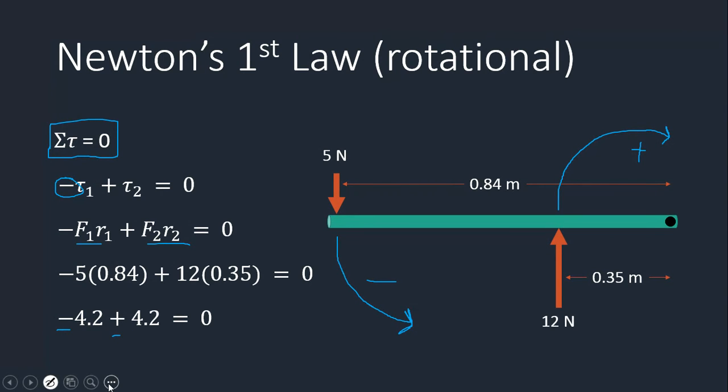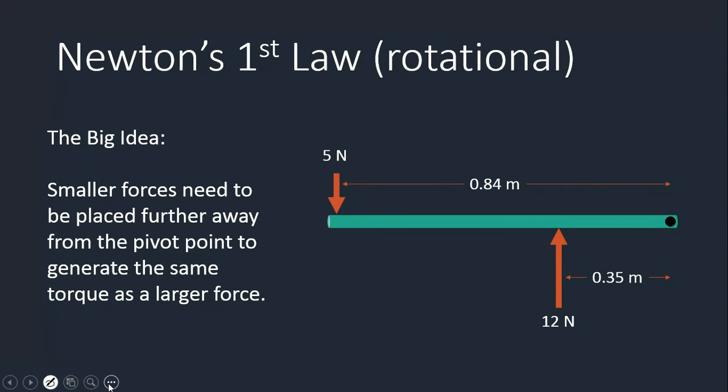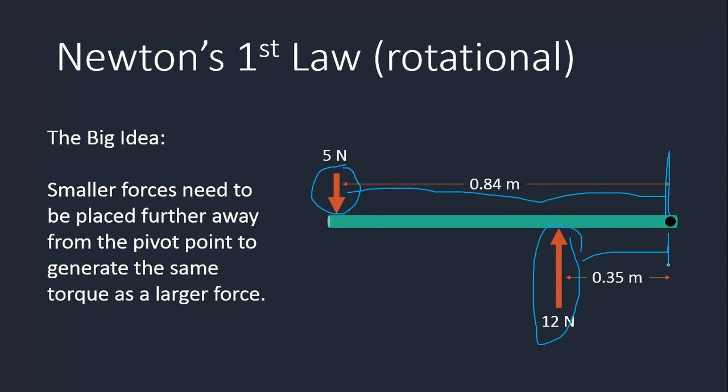One big idea of this law, which most of you discovered during our meter stick balancing lab, is this. To keep an object in rotational equilibrium, smaller forces need to be placed further away from the pivot point to generate the same torque as a larger force. That is because a torque is the force times that lever arm. So to have a smaller force generate the same torque as a larger one, you need to be multiplying it by a larger number.